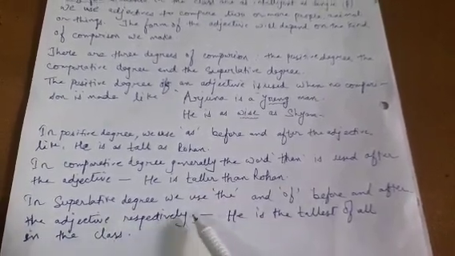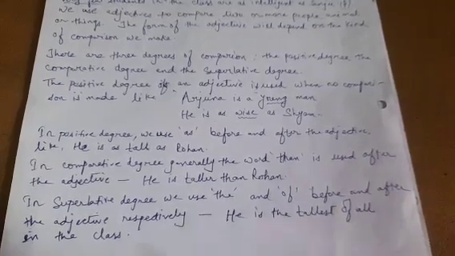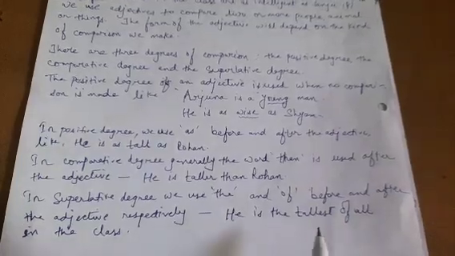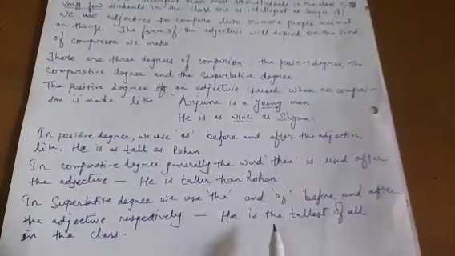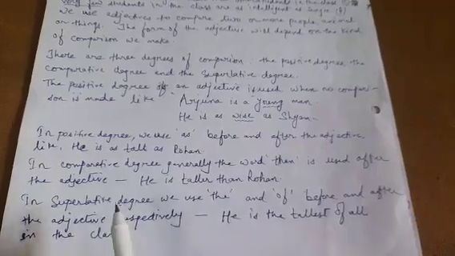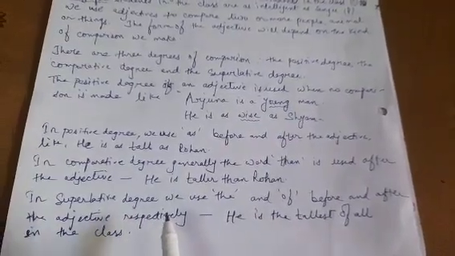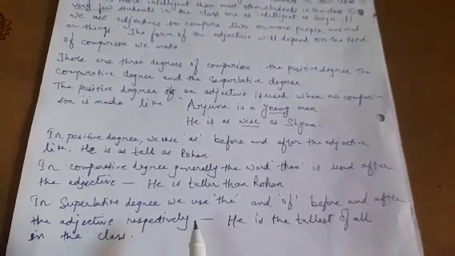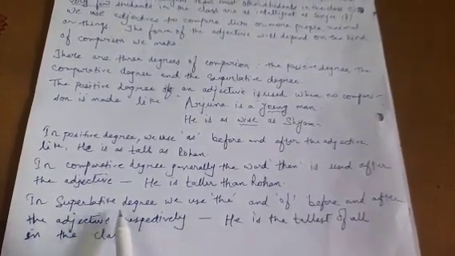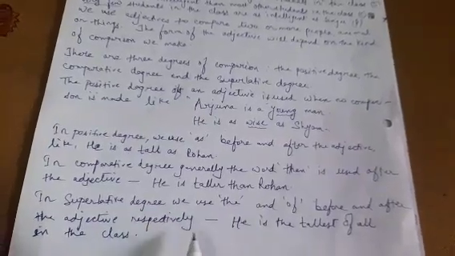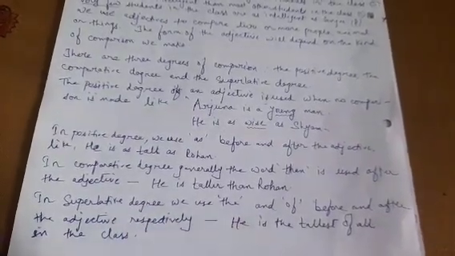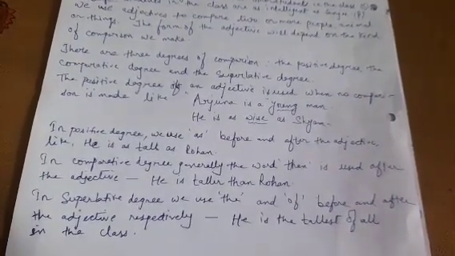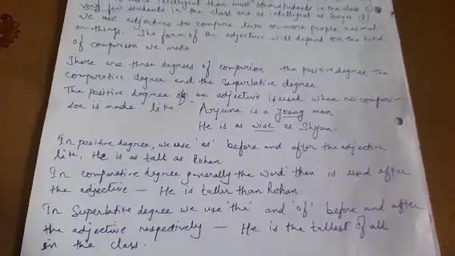And in superlative degree we use the and of before and after the adjective respectively, like he is the tallest of all in the class. So tallest is preceded by the and followed by of, and we use superlative degree when more than two things, persons or animals are to be compared. Generally this is used when we compare a thing to the entire class or more than three things, then we use superlative degree.